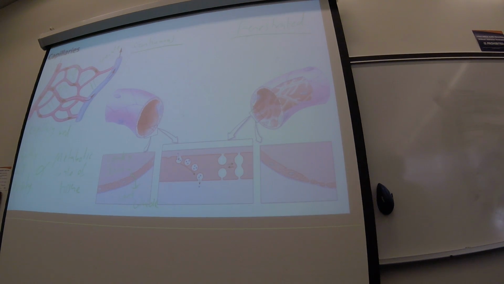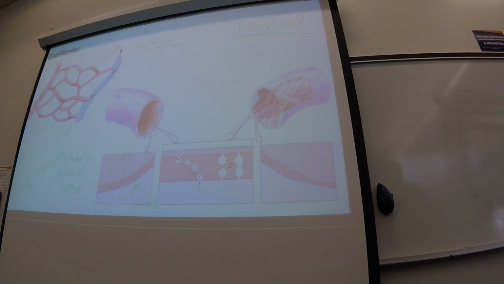Now remember, gases like oxygen and carbon dioxide are small enough to pass through cell membranes, so they don't need to pass through leaky junctions. They can just pass through membranes whenever they want. But for things like ions and glucose, they need some kind of transport, and one way is just to diffuse through these leaky junctions.